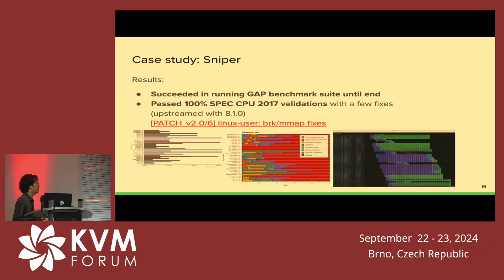As a result, I managed to run all GAP benchmarks, unlike Spike, and it also passed all SPEC CPU benchmarks, although it required a few fixes. These fixes are also upstream. So today, the latest Sniper has everything we need upstream. And it provides insights like execution time, bottleneck analysis, and pipeline execution breakdown.